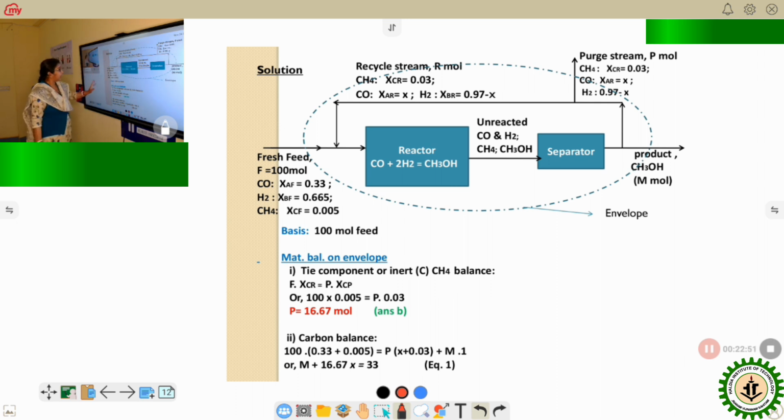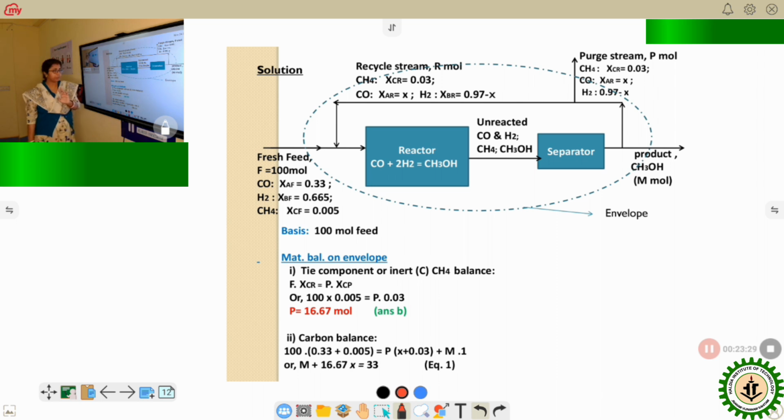Now firstly we take the basis to start the solution. Basis is taken as 100 moles of fresh feed. If we do the material balance on this envelope, which covers this reactor, this mixing point, and the separator, then we will find the tie component is the inert material, that is methane, which enters as a single stream in the fresh feed and leaves as a single stream, the purge stream. So the tie component is obviously methane.